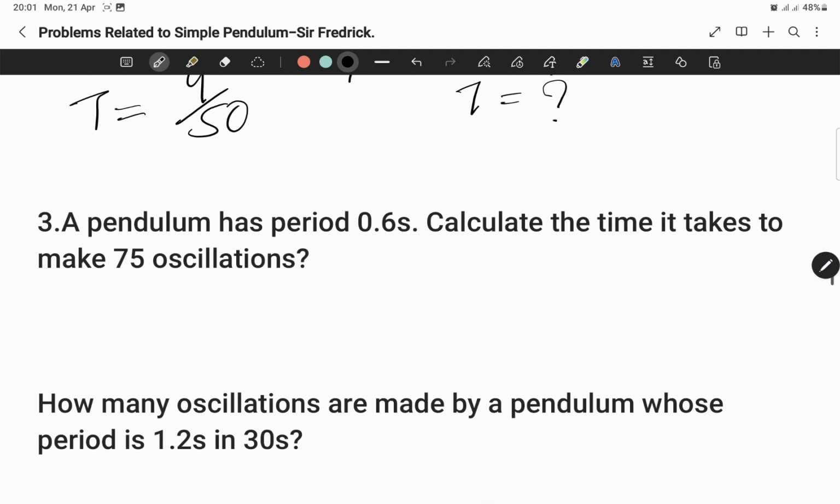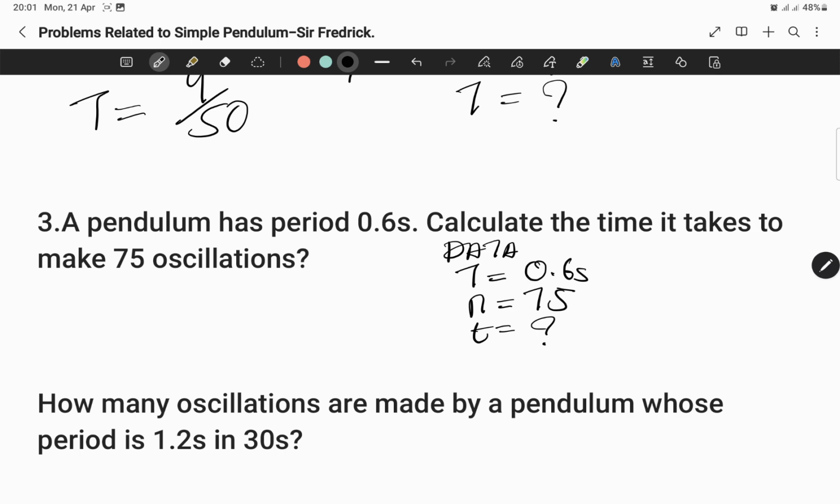Okay, so we have another one. The pendulum has a period of 0.6 second. Calculate the time it takes to make 75 oscillations. So our tradition is always to correct the data. So a period has been given, which is 0.6 seconds. Then the number of oscillations or swings is actually 75. Then what are we looking for?